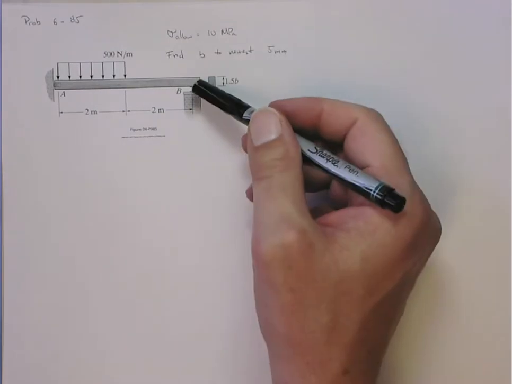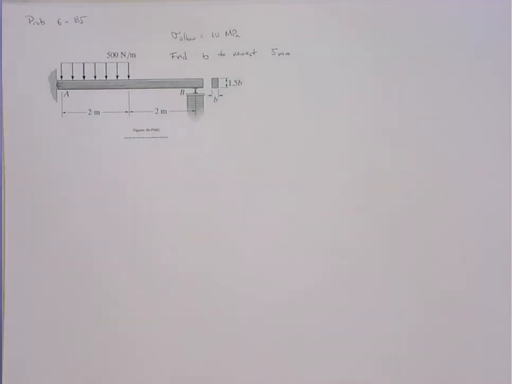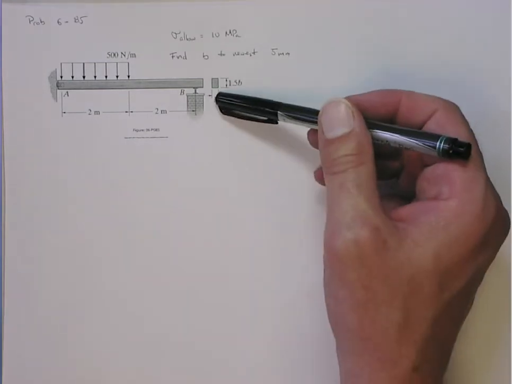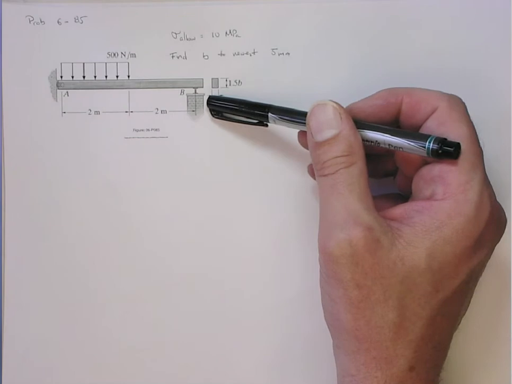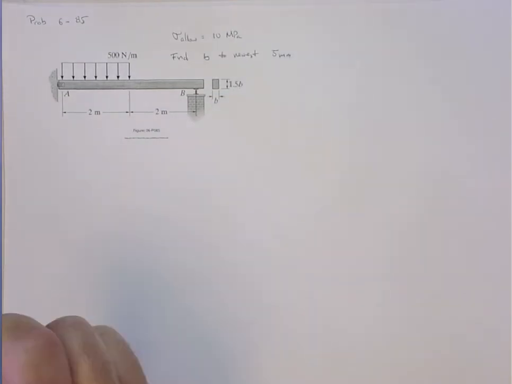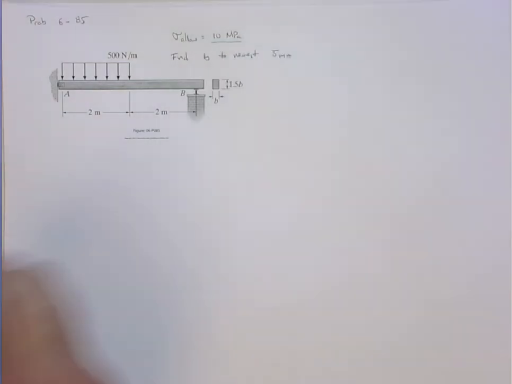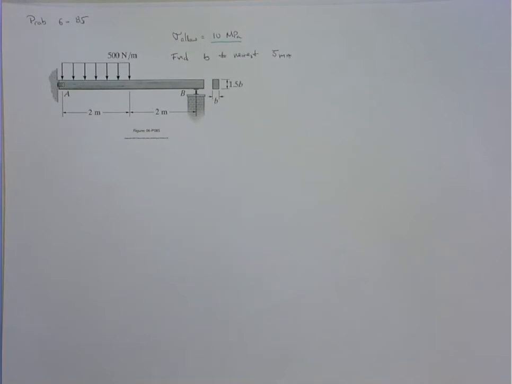Supported here, you can assume this is basically pinned at B, and then it's explicitly pinned at A. And then the cross-section is given to you as a width B and then a height, which is 1.5 times the width. You're given an allowable stress. So you're saying that the stress in the beam cannot exceed 10 megapascals. And it asks you to basically design the beam.